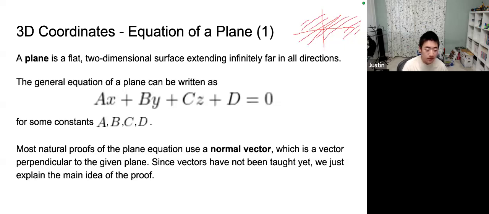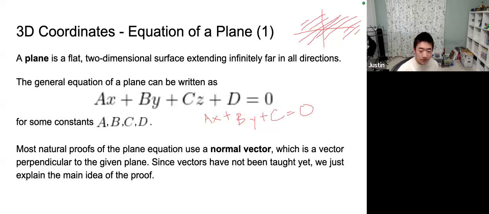So that's one example. The general equation of a plane can be written as ax + by + cz + d = 0 for some constants a, b, c, d. And note, we know that the equation of a line in 2D can be written as ax + by + c = 0. So this should kind of make sense. I will prove this on the next slide.